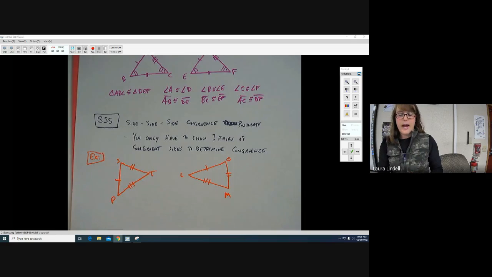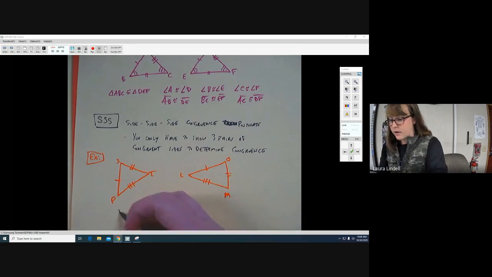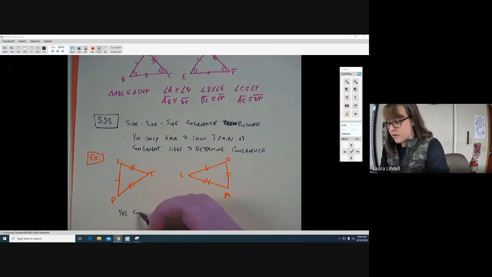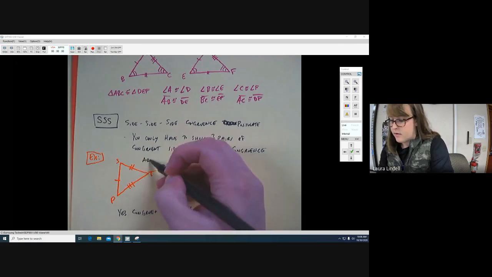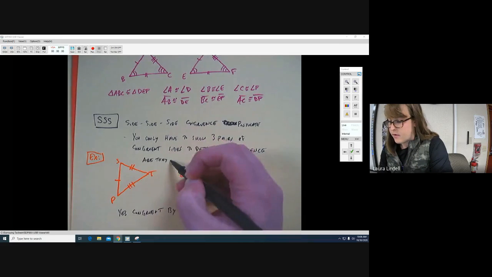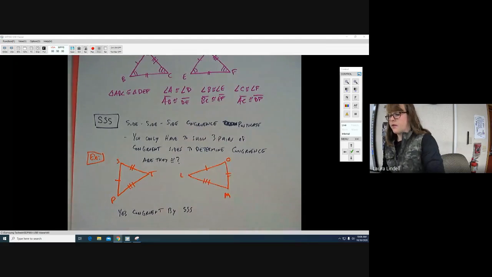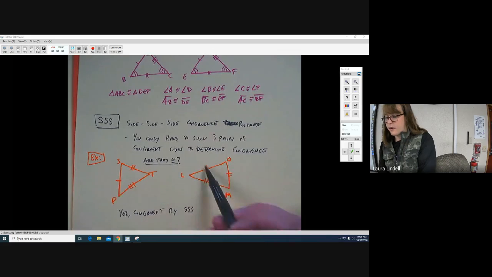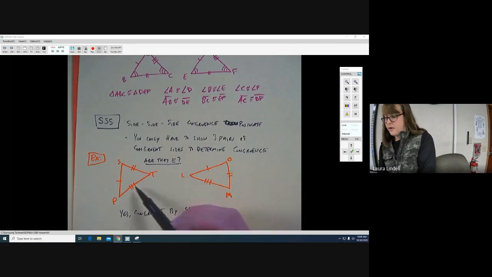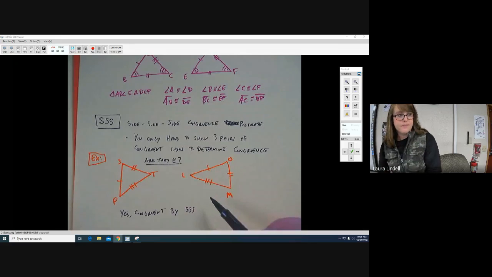And so I might be asked, are these triangles congruent? And so we would say, yes, they are congruent by SSS, because we have 1 and 1, 2 and 2, 3 and 3 that match up.